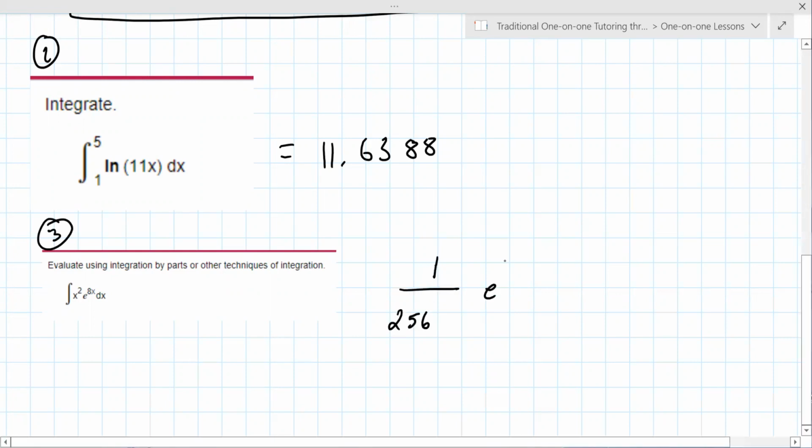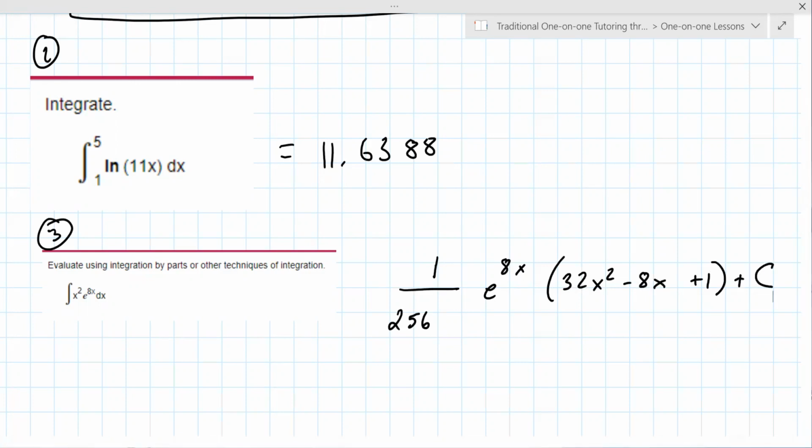1/256 e to the 8x times 32x squared minus 8x plus 1, plus c. Big capital C on that. Minus 8x plus 1. Okay, let me double check that.